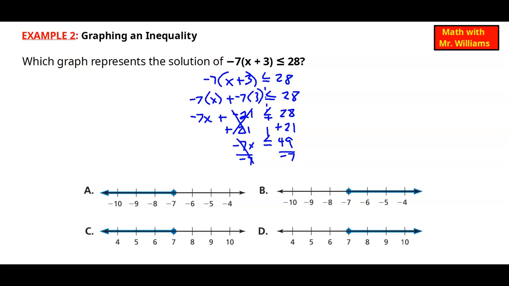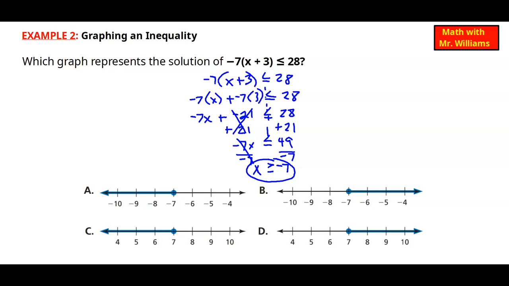Negative 7's will cancel, leaving me x. And because I divided by a negative number, I have to flip my symbol. So now it becomes greater than or equal to, and 49 divided by negative 7 will give me a negative 7 as a result. So my answer is x is greater than or equal to a negative 7.